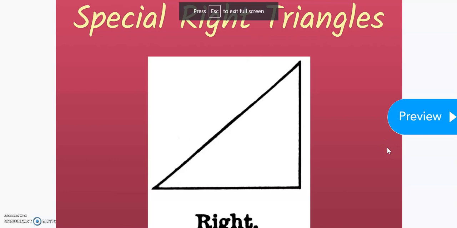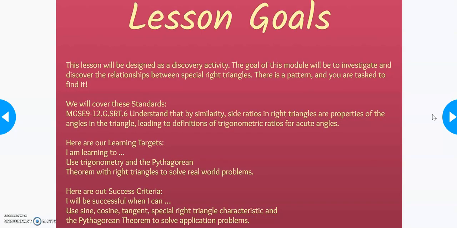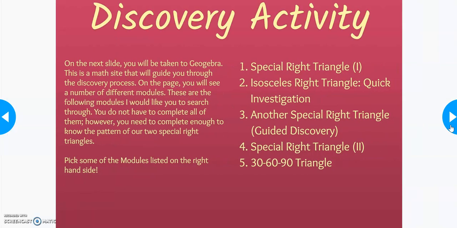We have our special right triangles. They went through that. The next page explains our lesson goals, what they're planning, their standards, our learning targets, and success criteria, so they know when they're going to be successful within this entire unit. And in that success criteria, it says special right triangle characteristics, which is exactly what they are discovering during this lesson.